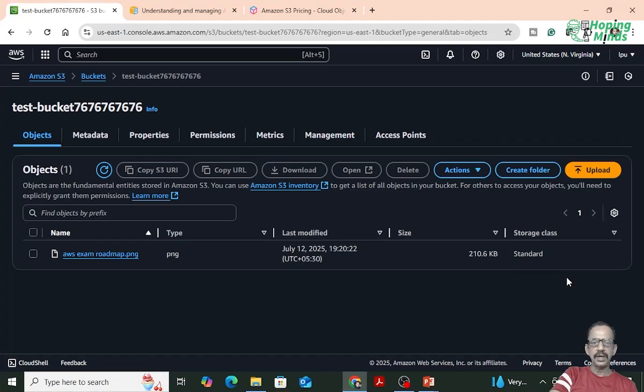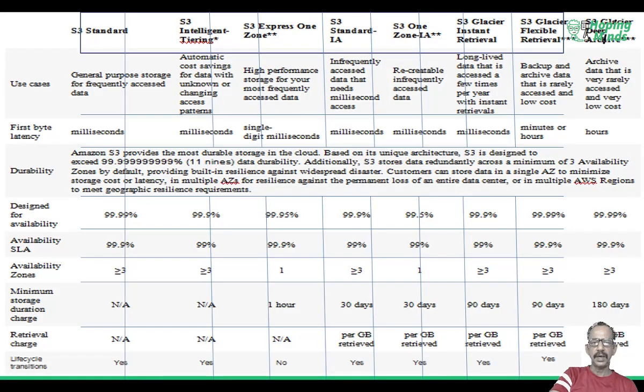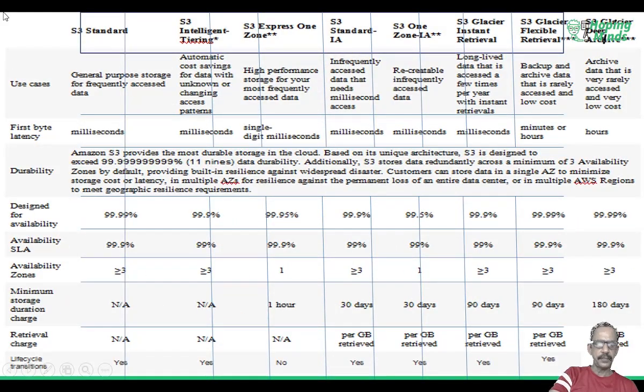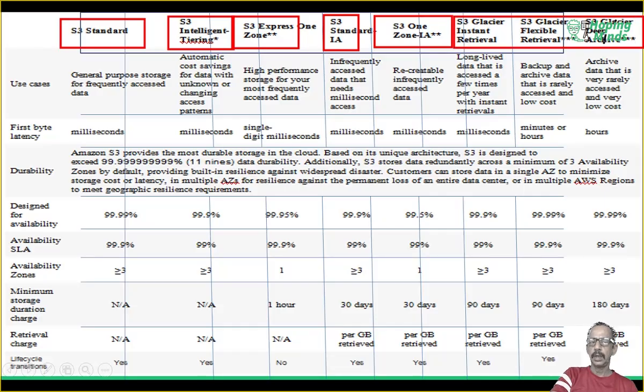So let's discuss the different classes. When we upload the data, we can upload in different classes. By default, it goes to the standard. Other classes are S3 Intelligent-Tiering, Express One Zone, Standard Infrequent Access, S3 One Zone, and then three types of Glacier. So where is the difference? Costing. For all the classes, basically one is the access time and second is the cost.